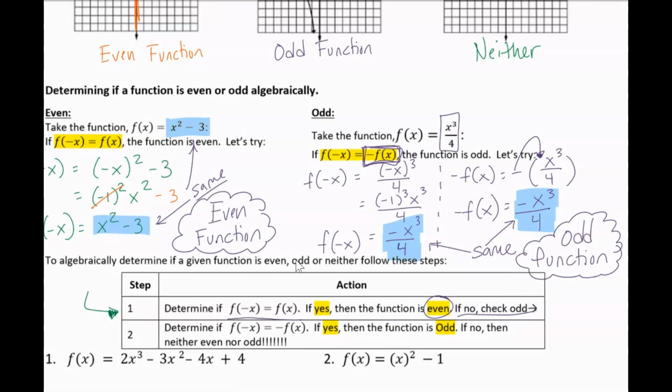And that's what it says right there in step 2. Determine if f of negative x is equal to negative f of x. If yes, then the function is odd. If no, so if these hadn't been equal, then this function would have been neither.